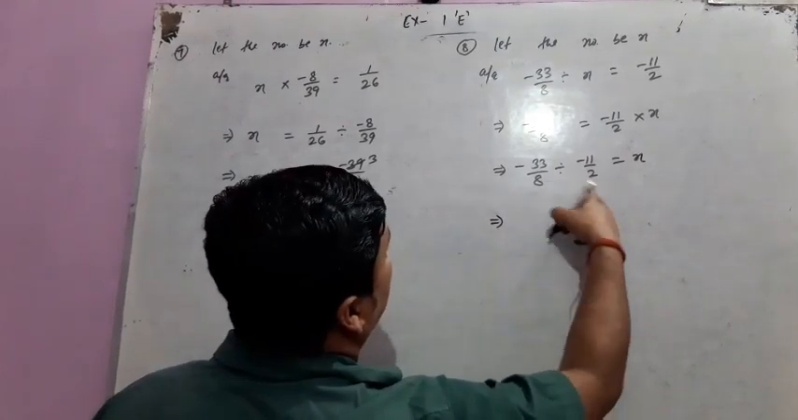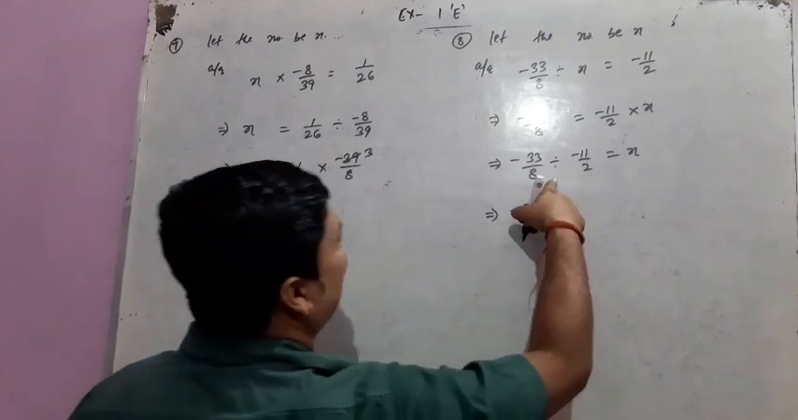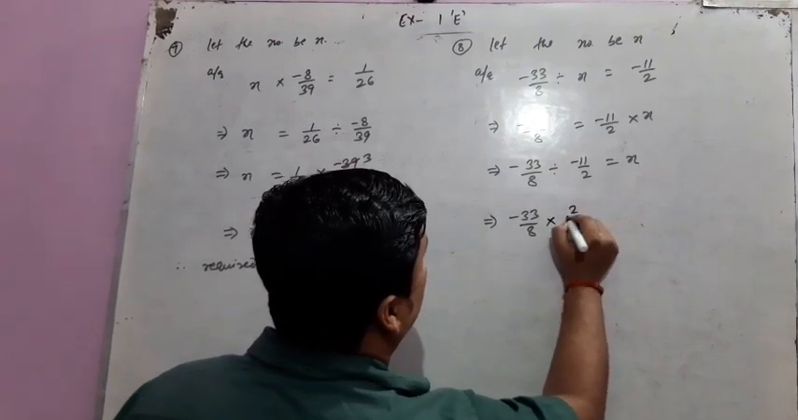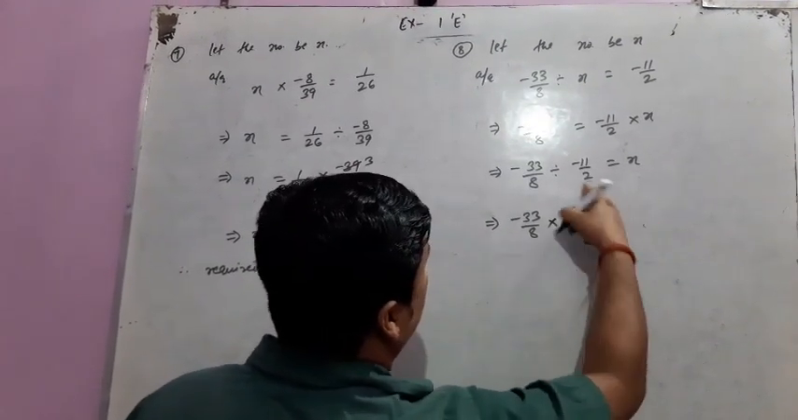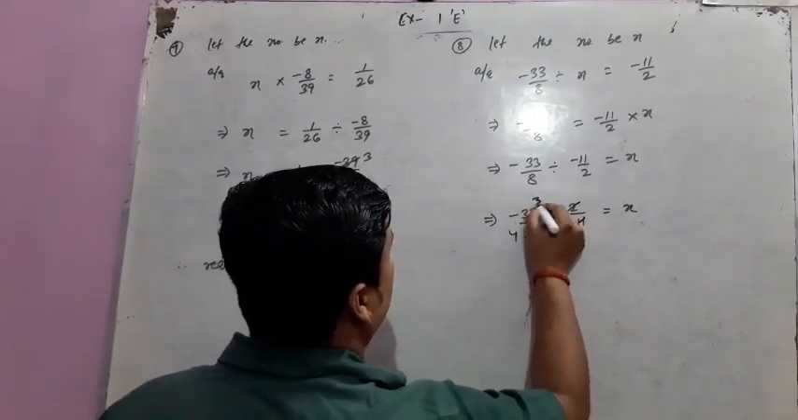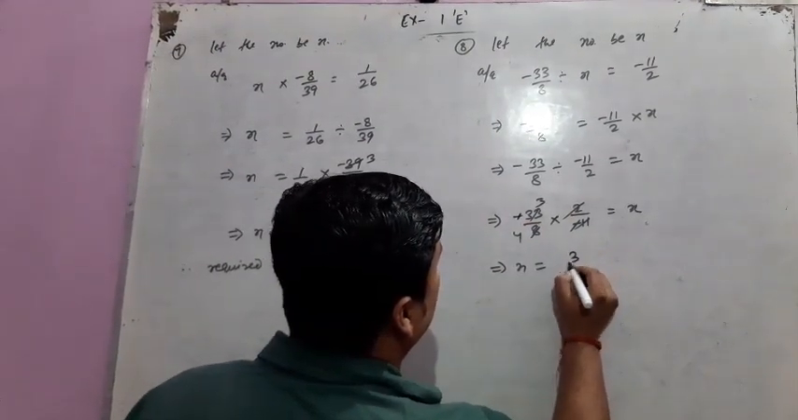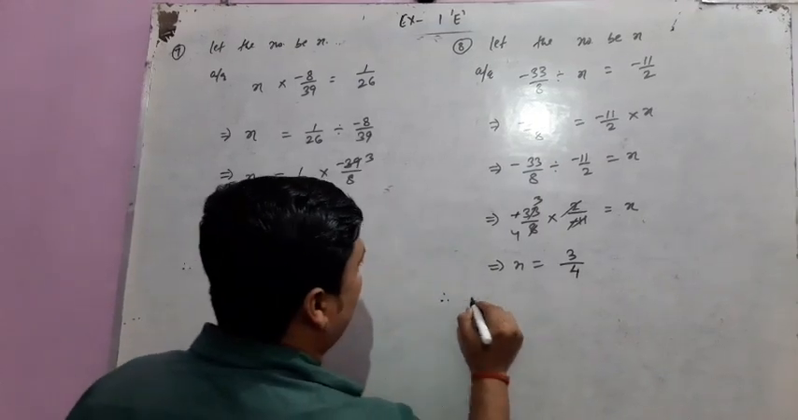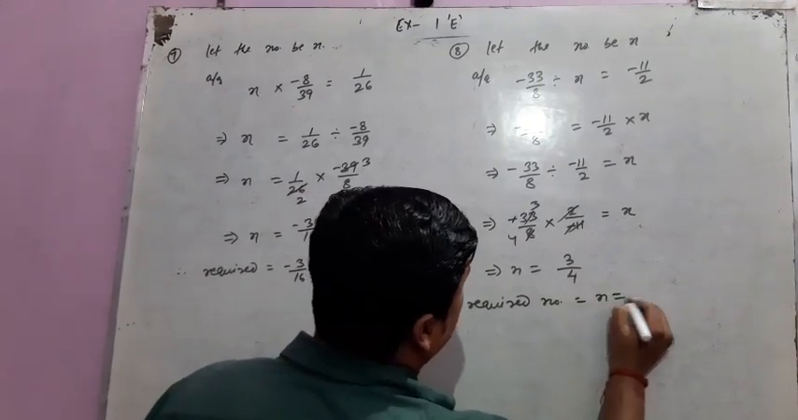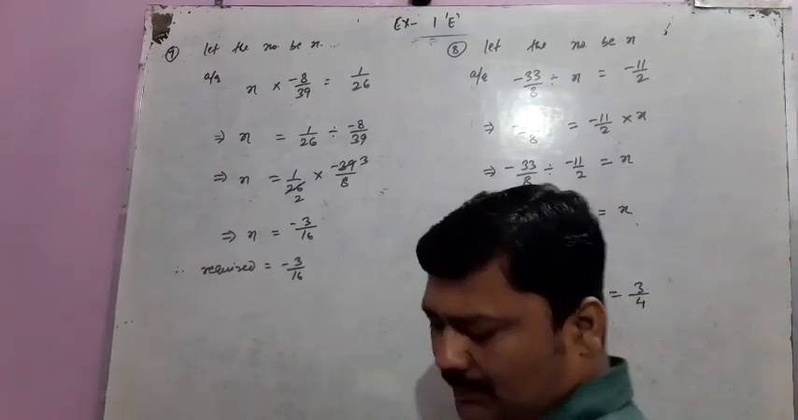Minus 33 by 8, I made a mistake there. We have to turn the divide sign into multiply, so 2 by minus 11, the next term becomes reciprocal, is equal to x. 2 fours are 8, minus minus cancel, 11 threes are 33. So the result will be 3 by 4. Therefore the required number, x, is equal to 3 by 4. Okay, now moving on to the next question, question number 9.